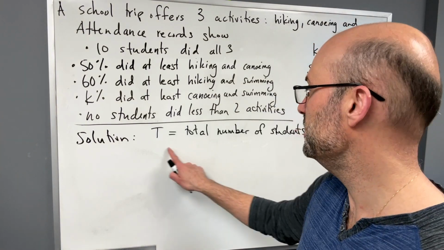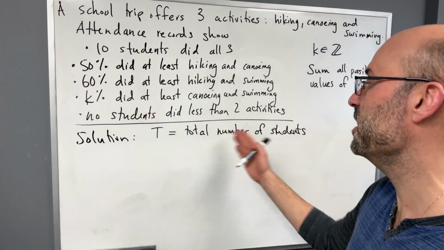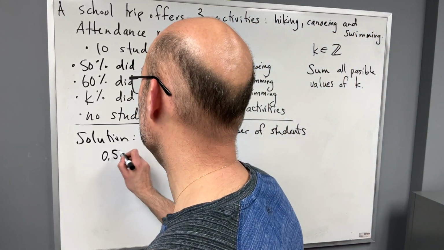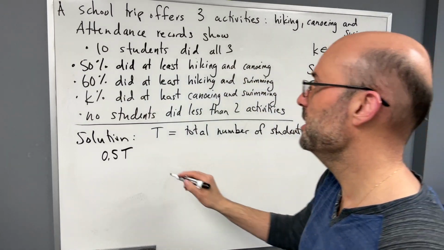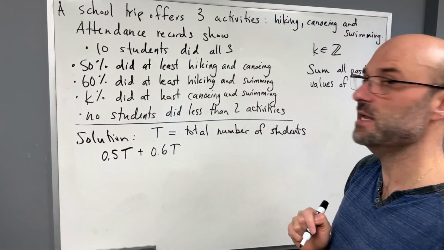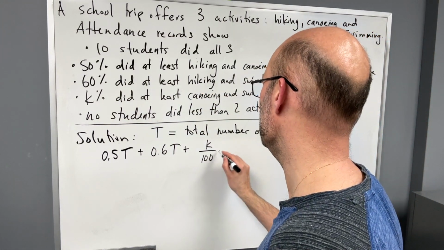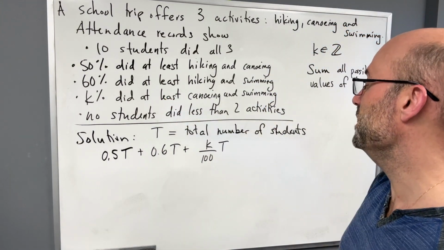I started by letting t be the total number of students. Then I thought about how could I calculate this number t? Well, I could take 0.5t, which is the number of students who did hiking and canoeing, plus 0.6t, which is the number of students who did hiking and swimming, plus k over 100 t, which is the number of students who did canoeing and swimming.